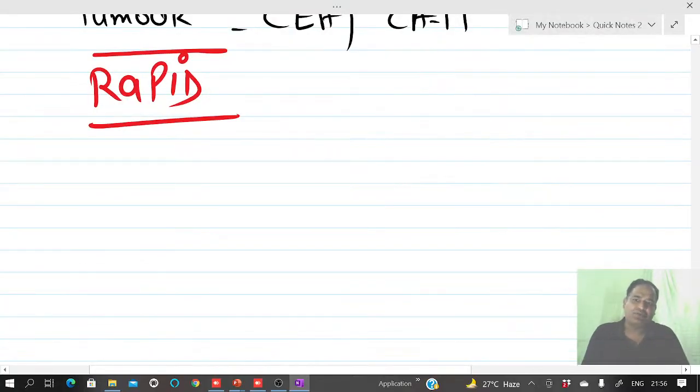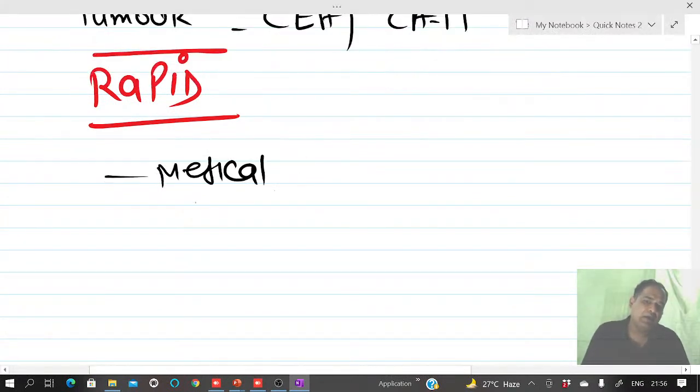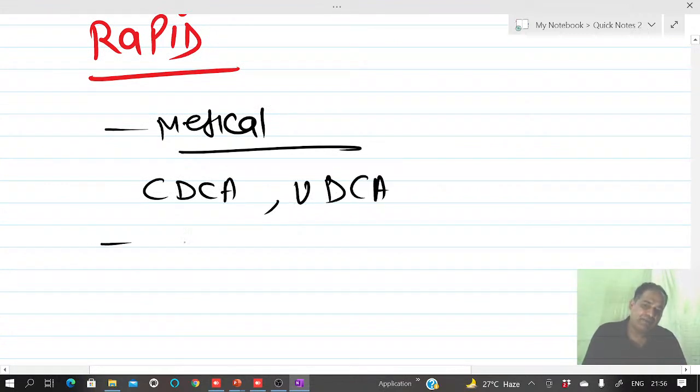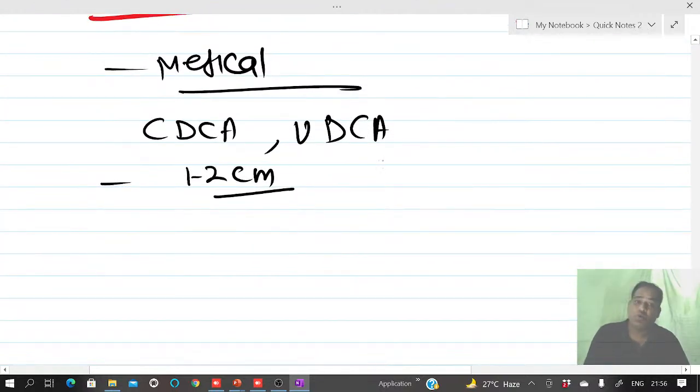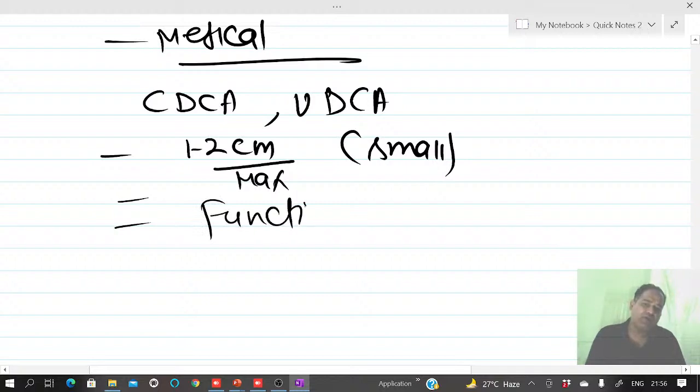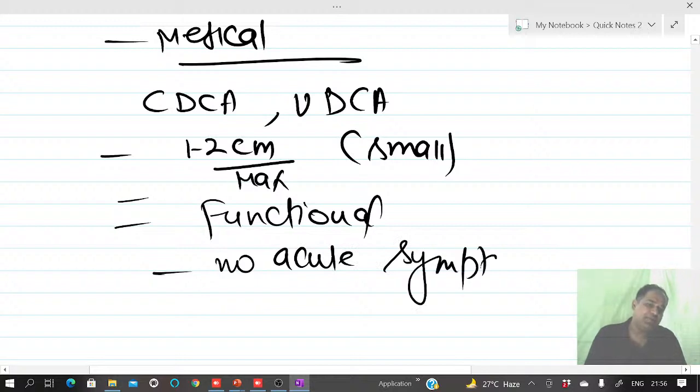Because pure cholesterol stones are rare, and remember, pure cholesterol stones can be managed medically. You can give chenodeoxycholic acid, ursodeoxycholic acid, but the stone should be 1 to 2 centimeter in size. Means the stone should be very, very small, not more than 2 centimeter. The gallbladder should be functional, and there should be no acute symptoms.